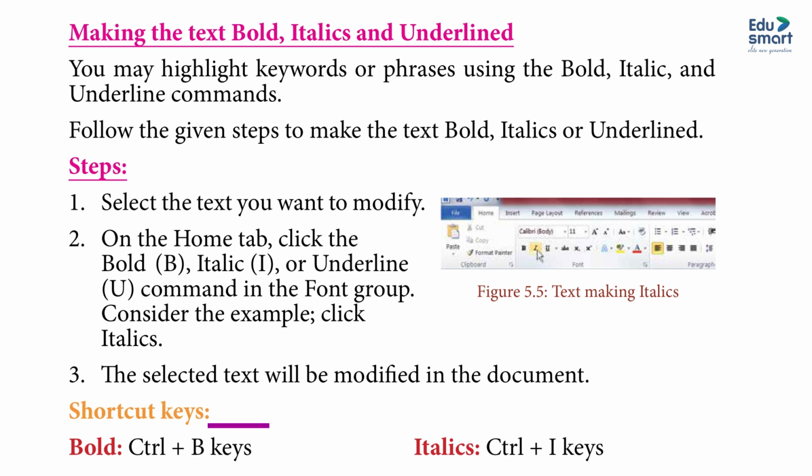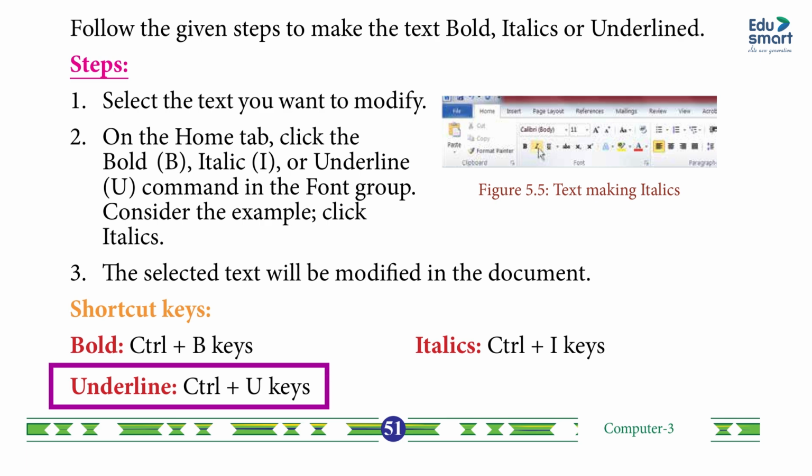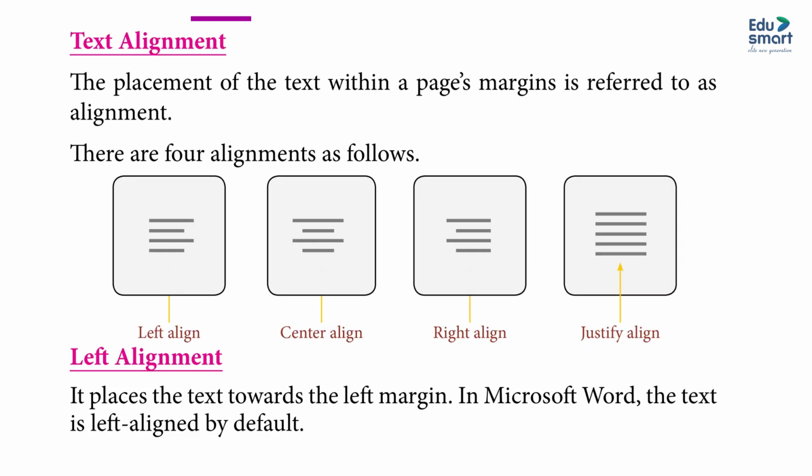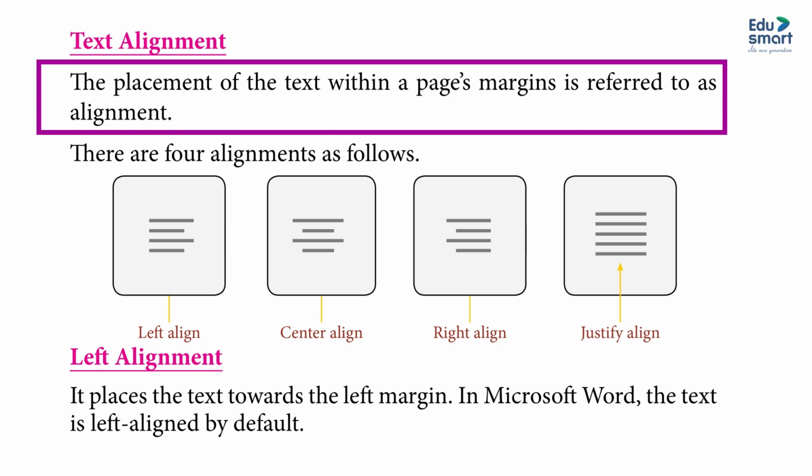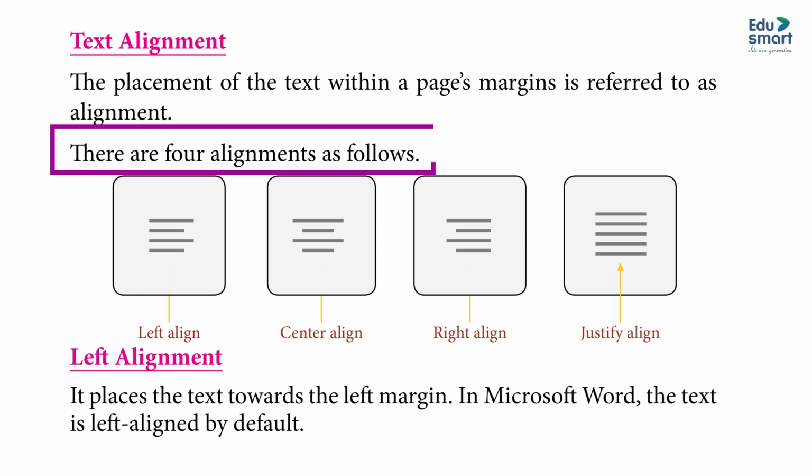Shortcut keys: bold, Ctrl plus B keys. Italics, Ctrl plus I keys. Underline, Ctrl plus U keys. Text alignment. The placement of the text within a page margin is referred to as alignment. There are 4 alignments as follows.